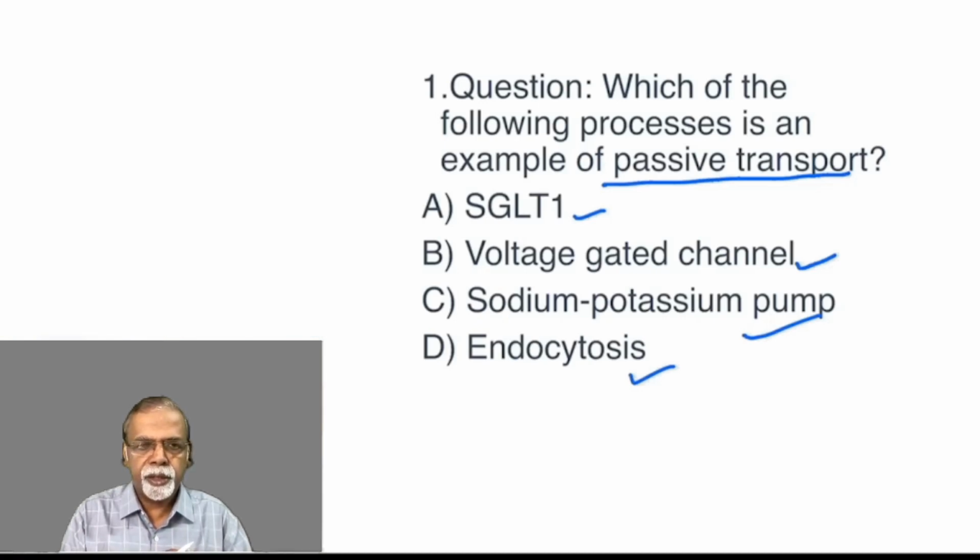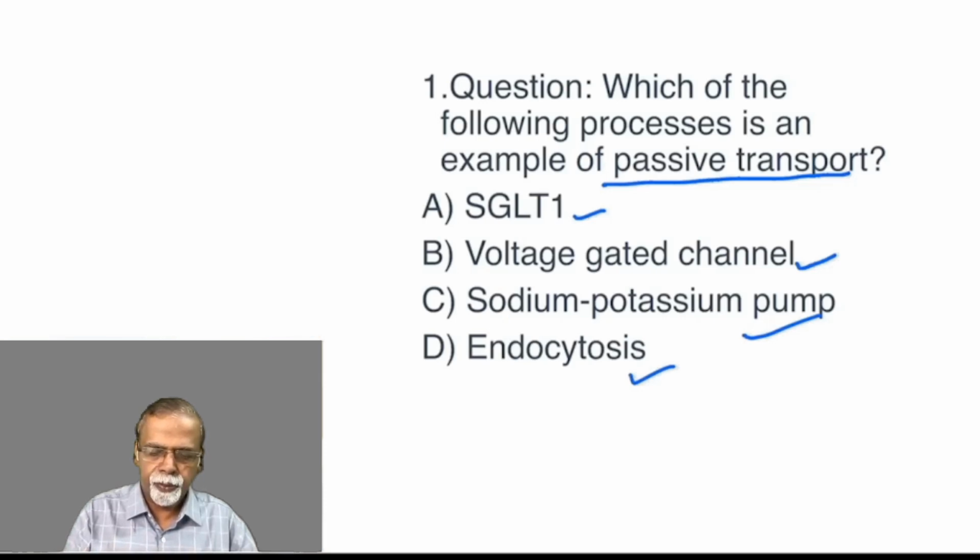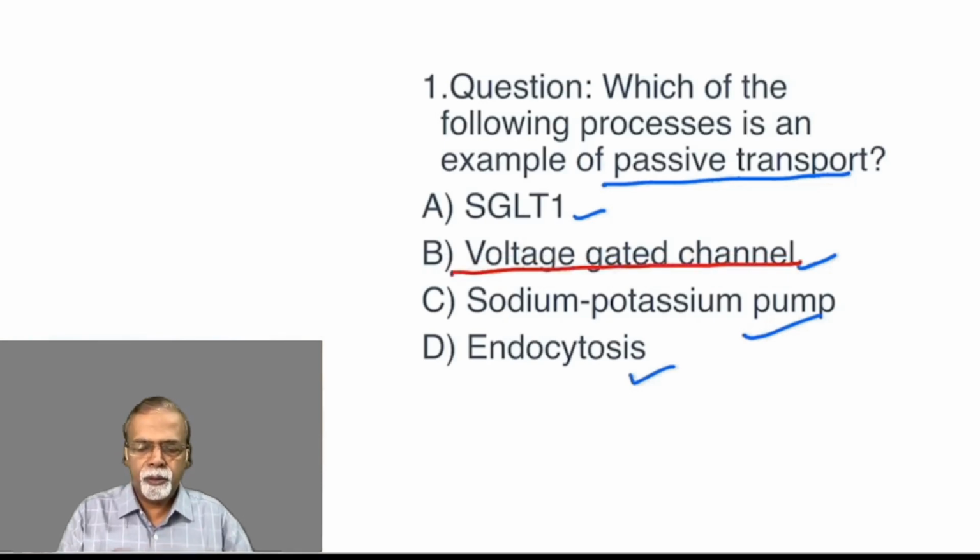Option A, SGLT1. Option B, voltage gated channel. Option C, sodium potassium pump. Option D, endocytosis. The correct answer is voltage gated channel. We'll come to this.